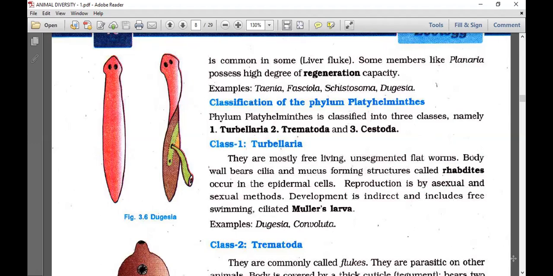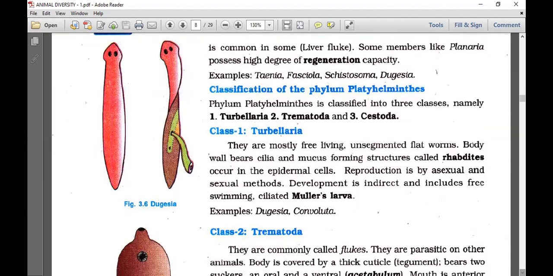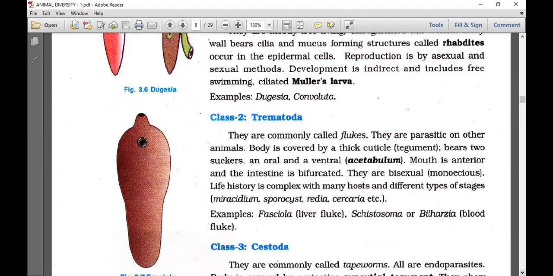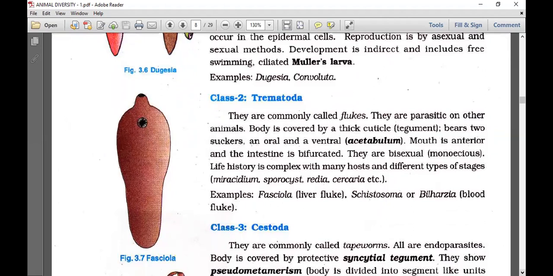Keep Fasciola hepatica, the liver fluke, in mind for Trematoda. They are commonly called flukes. Fasciola hepatica is called liver fluke, Schistosoma is called blood fluke, and Paragonimus westermani is called lung fluke. They are commonly called flukes. They are parasitic on other animals. The body is covered by a thick cuticle. Okay.